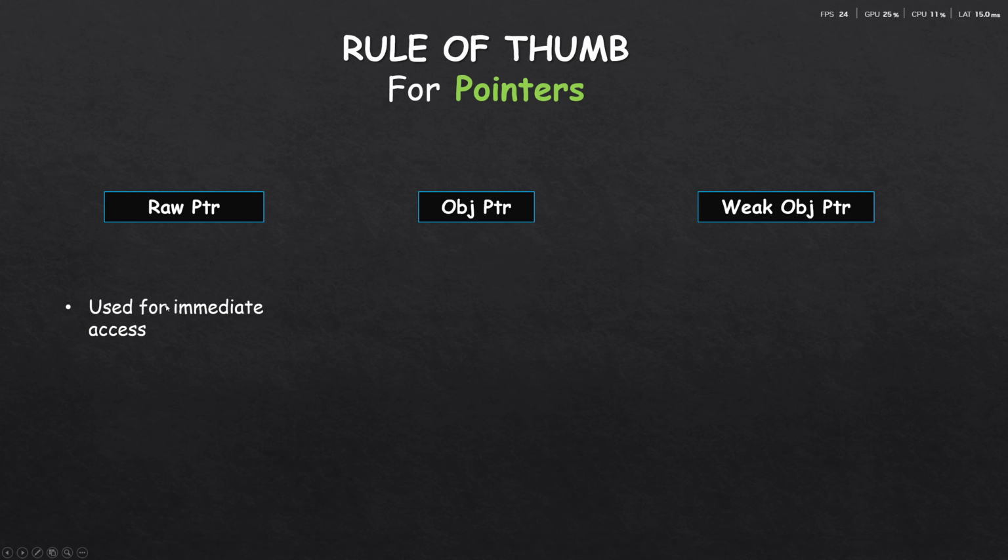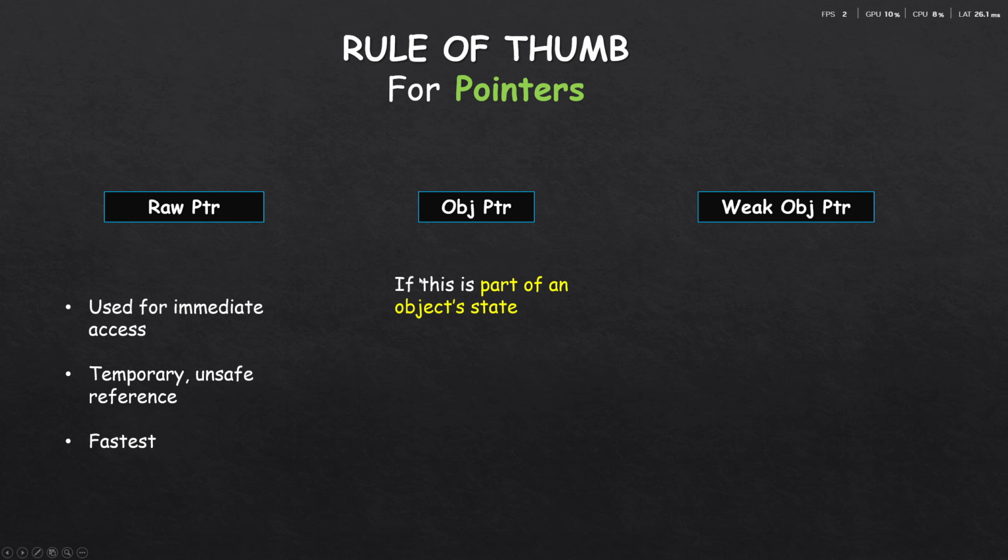So the raw pointer is used for the immediate access, and it is temporary, which means it will get collected by the garbage collector, and it is the fastest way to access the data. So if you want to do something for a specific frame, then you use the raw pointers. When you do not want to hold the information for more than one frame, like for example calling functions, once the task is over, this gets destroyed. So it's like you do not want to store it for a specific duration. You just want to use it and throw it. That's it, period. Okay. When to use the object pointer?